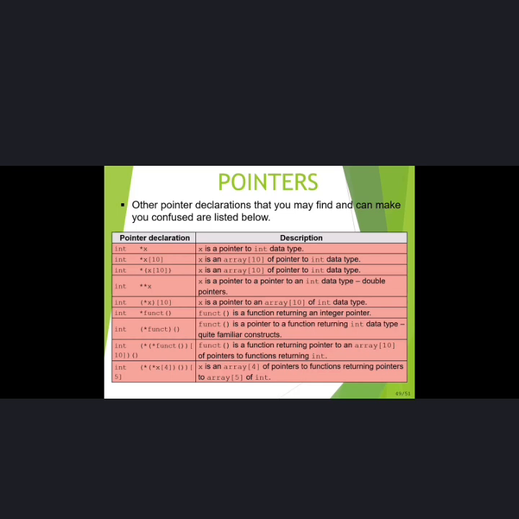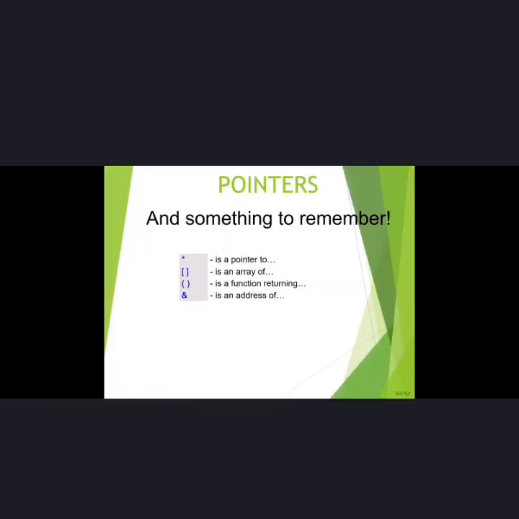And other pointer declarations that you may find and can make you confused are listed below. And something to remember: asterisk is a pointer to, square brackets is an array of, parentheses is a function returning, ampersand is an address of.